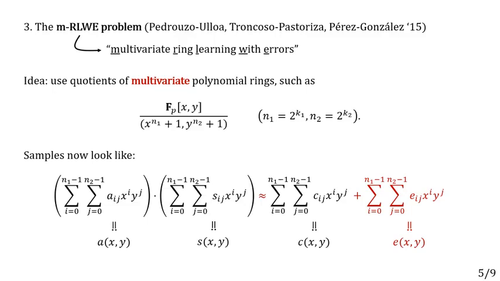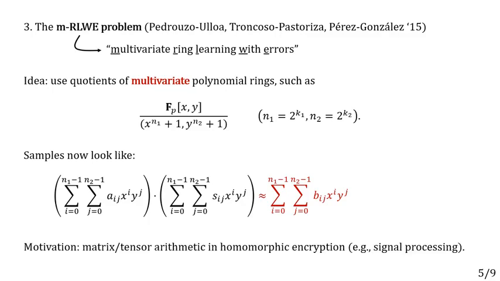Okay, so let's write this as a of xy. So this comes from our multiplication matrix times our secret s of xy equals c of xy, but now we perturb with this error polynomial. Let's call it e of xy, and this sum is as before called b, so b of xy in this case.